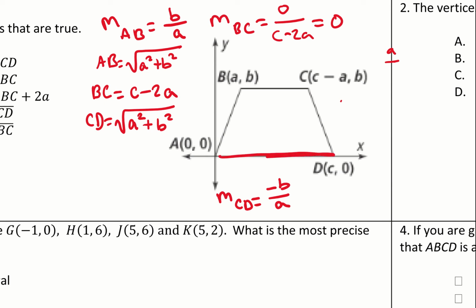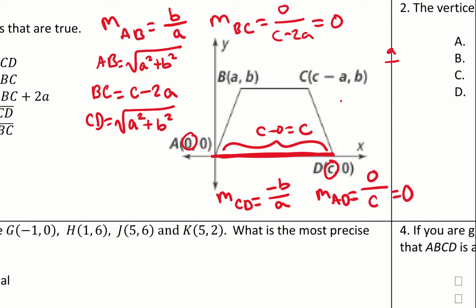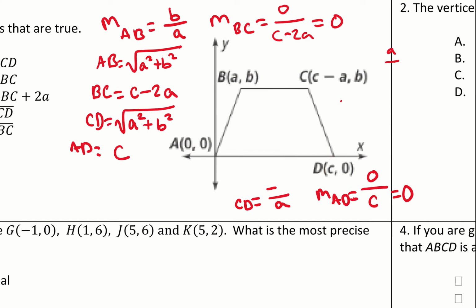Now let's do the distance and slope for AD. For the distance here, you have to subtract the x coordinates. So it's going to be c minus 0, which is c. And so the slope is rise, which is 0, divided by run, which is c. 0 divided by c is 0. So now we got all of the slopes. Let's calculate the final distance. The final distance is c minus 0, which is c. All right, so now we got everything that we need to know.